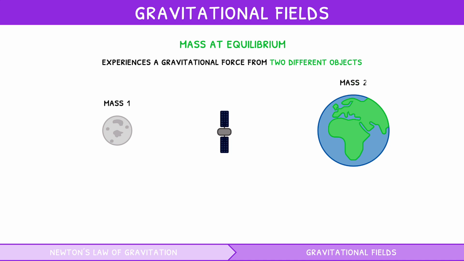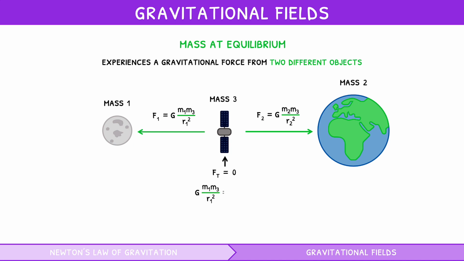Masses 1 and 2 both attract mass 3 towards themselves. Using the formula for gravitational force, we can find the forces on mass 3. Knowing that the mass is at equilibrium, the gravitational field at the mass must be 0, thus we can equate the formulas and cancel like terms. This leaves us with the formula mass 1 divided by radius 1 squared equals mass 2 divided by radius 2 squared.